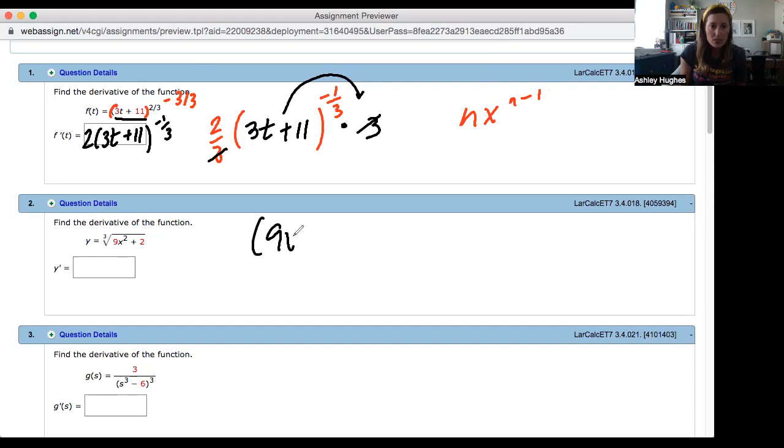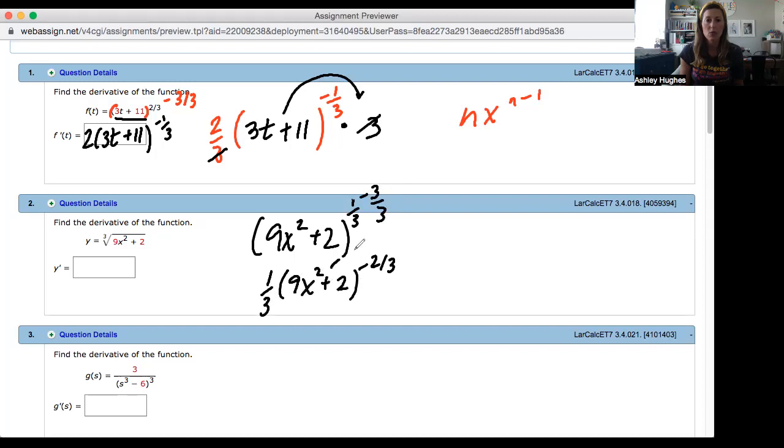This one is (9x² + 2). When you have it like this, that is the cube root, which is the 1/3 power. We're going to bring the 1/3 down and subtract 1, subtracting 3/3 makes this negative 2/3. Keep the inside the same. And then we multiply by the derivative of the inside, which in this case would be 18x.